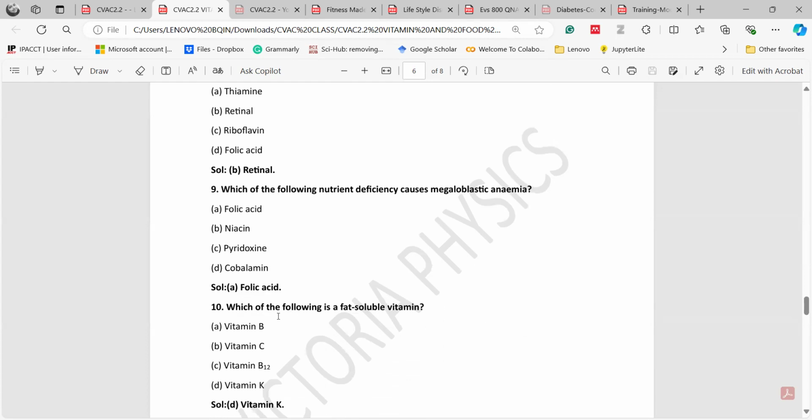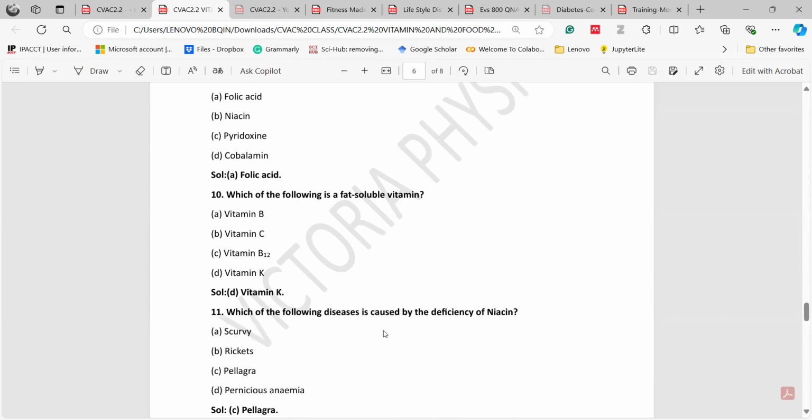And this is the basic question, fat-soluble vitamin. In your class 12, I don't remember exactly, maybe in class 12 or in class 11, we had vitamins chapter in biology. And over there, the first thing was fat-soluble and water-soluble vitamins. So this is actually a very common question.